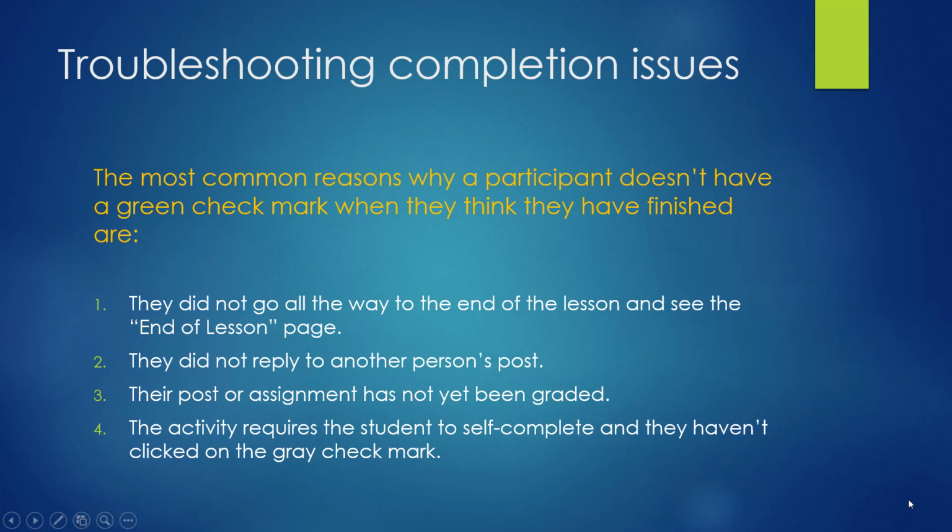The most common reasons why a participant doesn't have a green check mark when they think they've finished are: 1. They didn't go all the way to the end of a lesson and see the end of lesson page. 2. They did not reply to another person's post. 3. Their post or assignment has not yet been graded. Or 4. The activity requires the student to self-complete and they haven't clicked on the gray check mark.